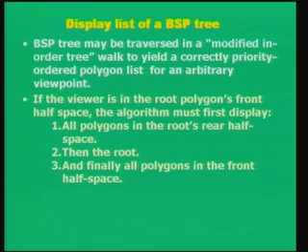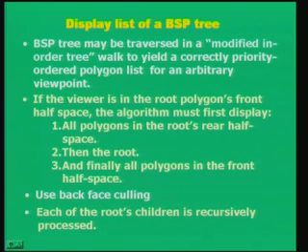You start with the rear half plane, then the root, and then your left subtree. So, let me repeat here again, visualize. If the viewer is in the root polygon's front half space, the algorithm must first display all polygons in the root's rear half space, then the root, and finally all polygons in the front half space. Of course, you must use backface culling prior to this to throw out all the back faces, then construct a BSP tree, then make a modified inorder tree walk, and then each of the root's children is recursively processed in the modified inorder tree walk.